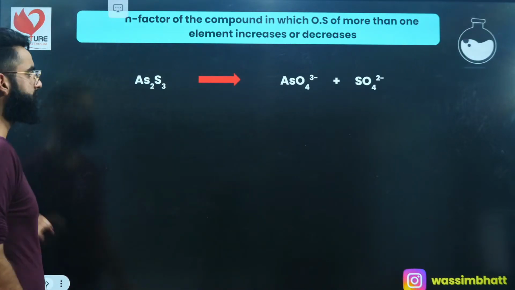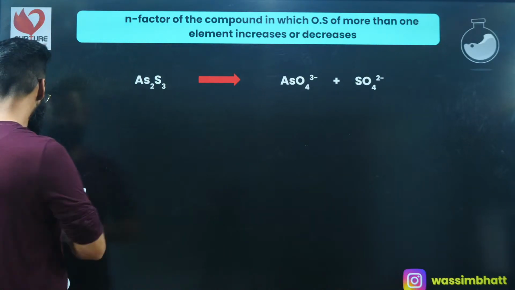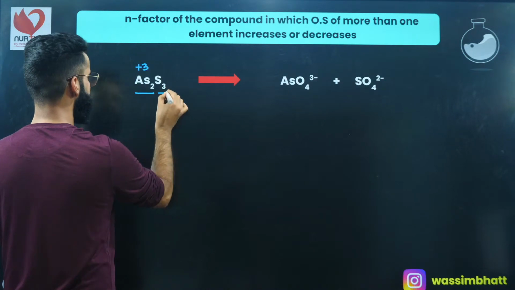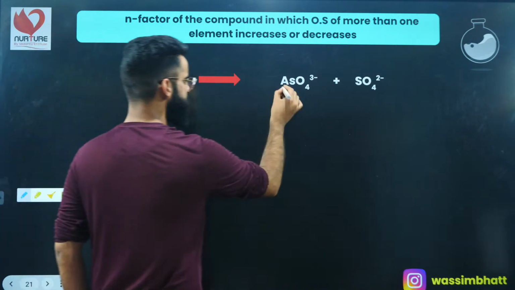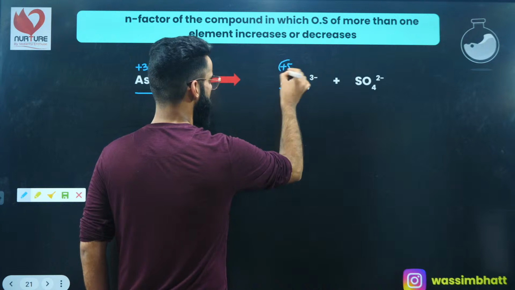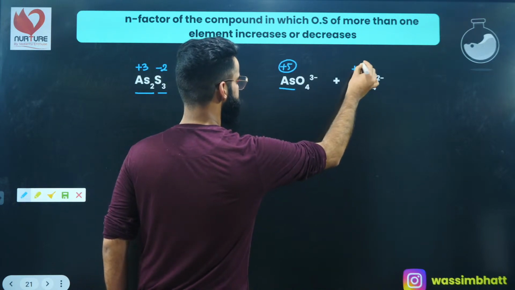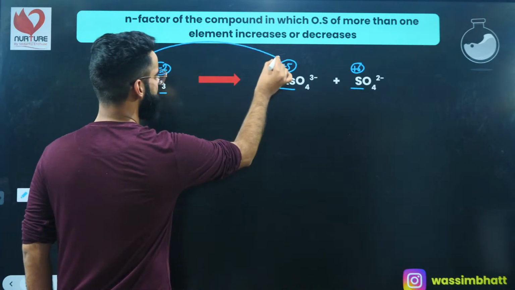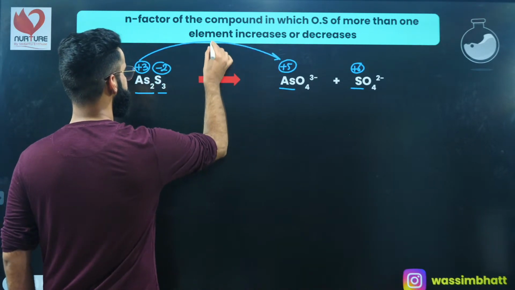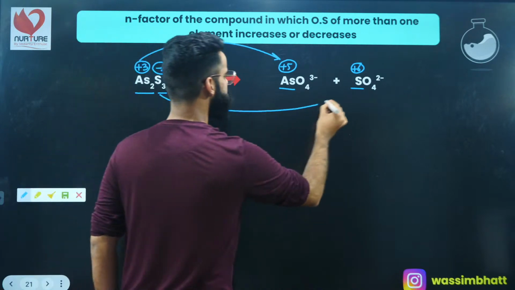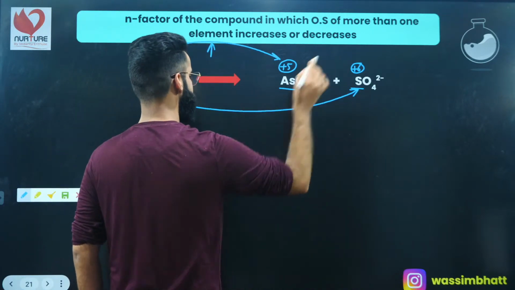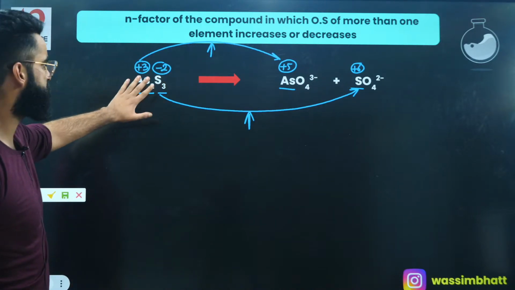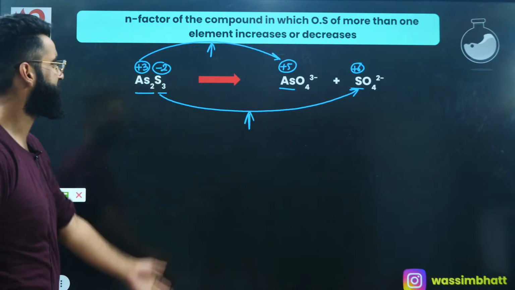Have a look on this one as well. Okay, if I ask you what is the oxidation state of arsenic over here, you'll say +3. Oxidation state of sulfur over here, you'll say -2. Oxidation state of this As over here, it's going to be +5. Oxidation state of this sulfur over here, it's going to be +6, right? See guys, +3 to +5, oxidation state is increasing. -2 to +6, oxidation state is increasing. Again, this is the compound in which oxidation state of 2 elements is increasing simultaneously.